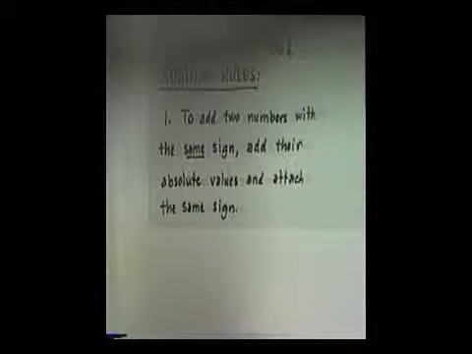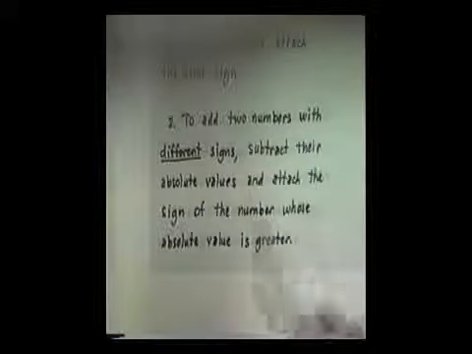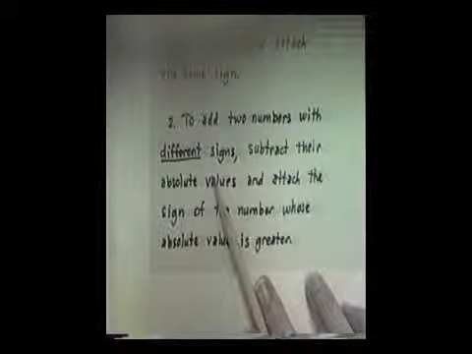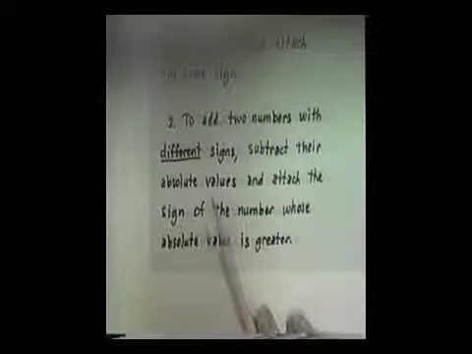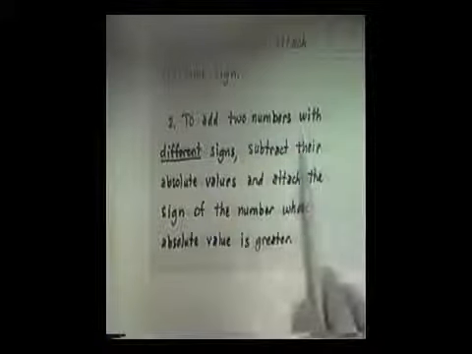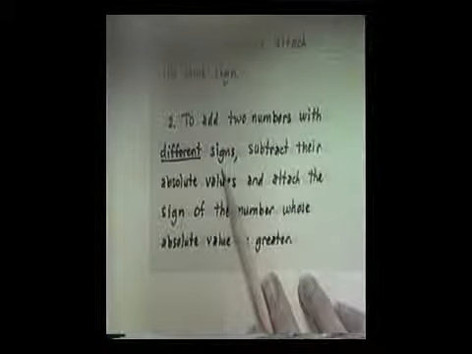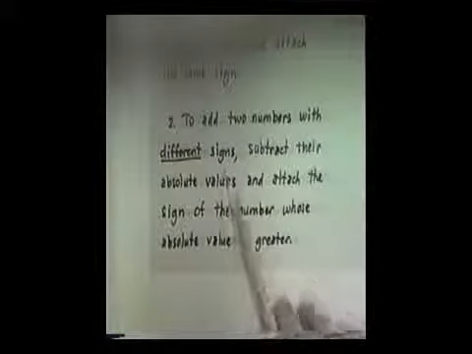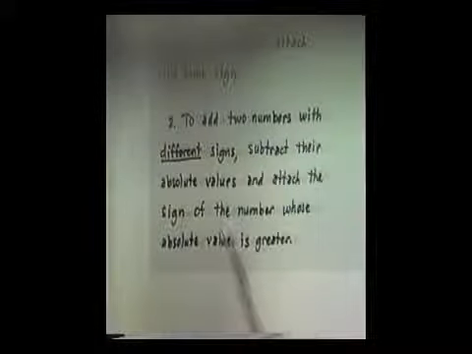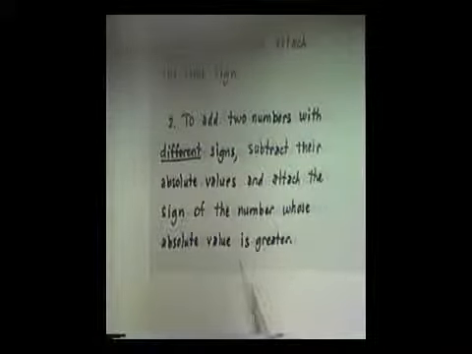The second rule, to add two numbers with different signs, subtract their absolute values and attach the sign of the number whose absolute value is greater. To add two numbers with different signs, subtract their absolute values and attach the sign of the number whose absolute value is greater.